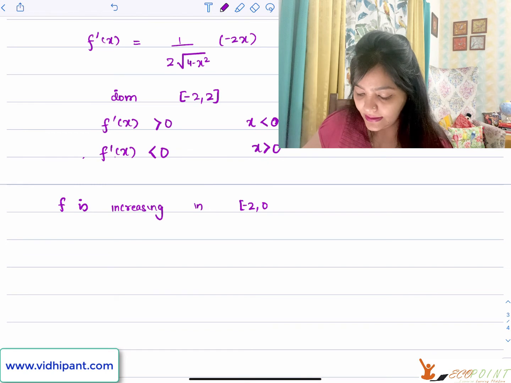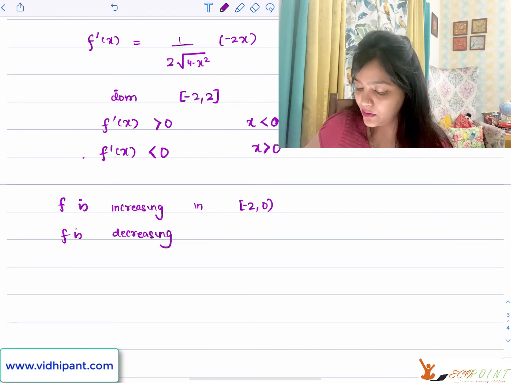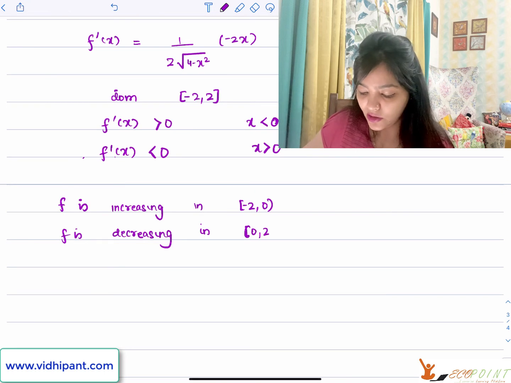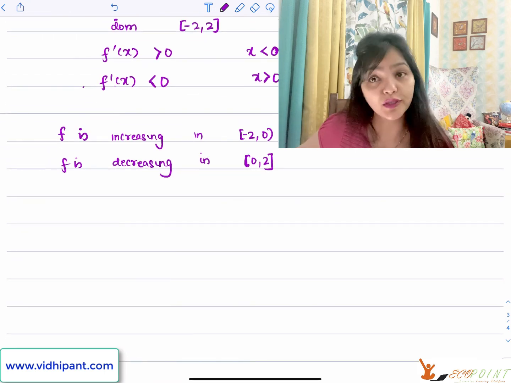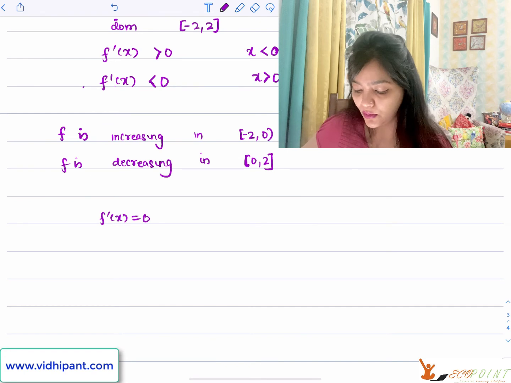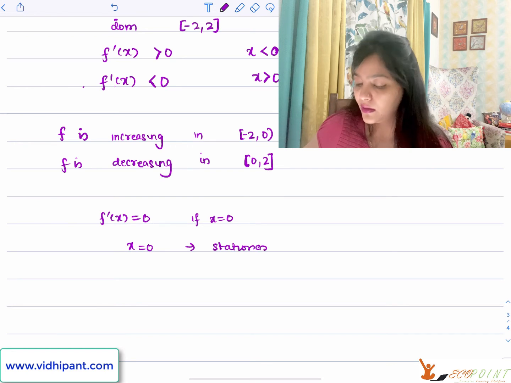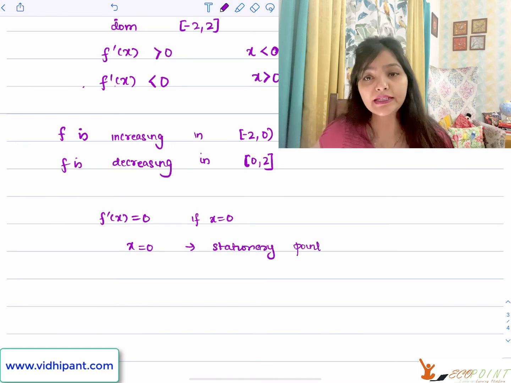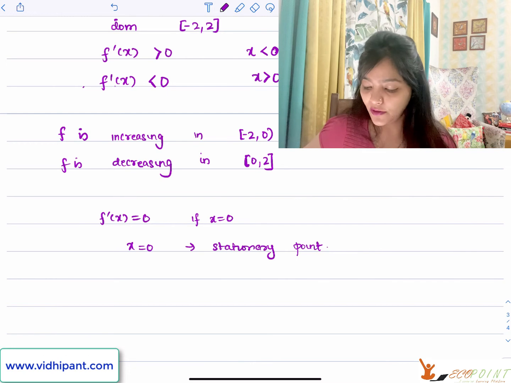and it's decreasing in 0 to 2. And f dash x clearly is equal to 0 when x is equal to 0, which basically means that x equal to 0 is a stationary point for this function.